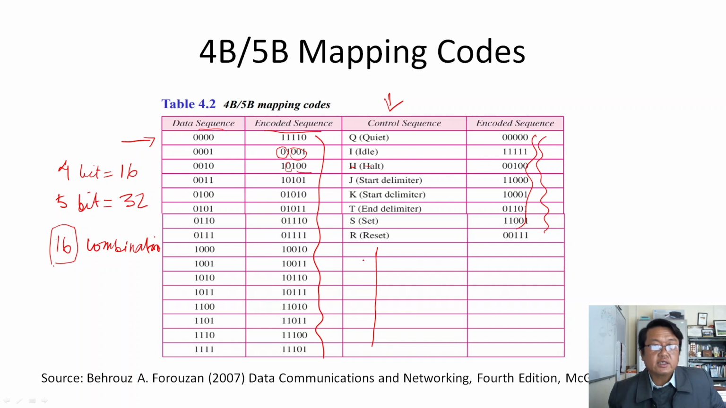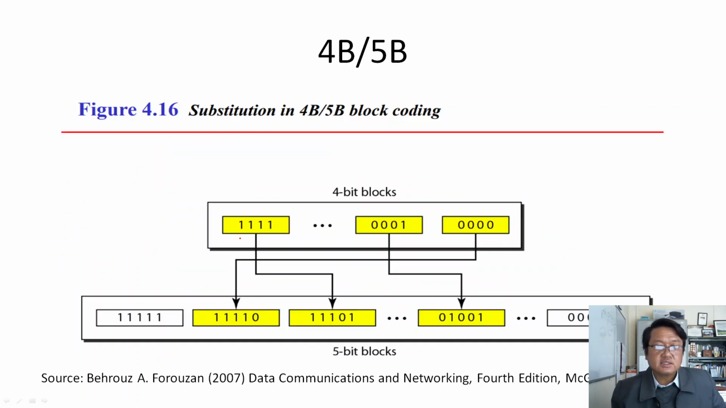So this is an example of 4B 5B mapping codes. This is an example of substitution in 4B 5B coding. It solves the problem of synchronization and overcomes one of the deficiencies of non-return to zero. However, we need to remember that it increases the signal rate because we are adding one additional redundancy bit. It adds 20% more bits to the signal being transmitted compared to the actual data. But the result is less than the biphase scheme, so it is much more desirable than the biphase scheme.